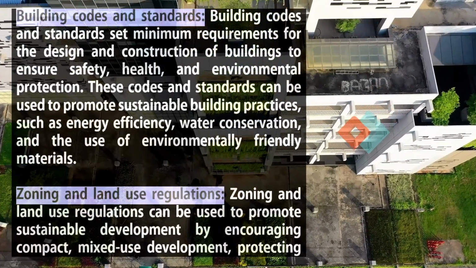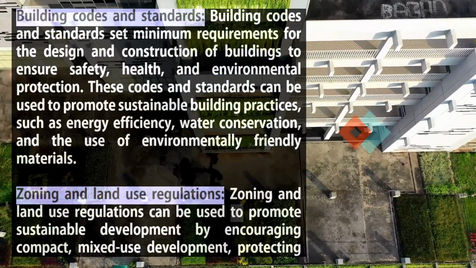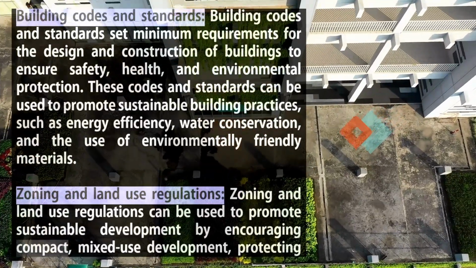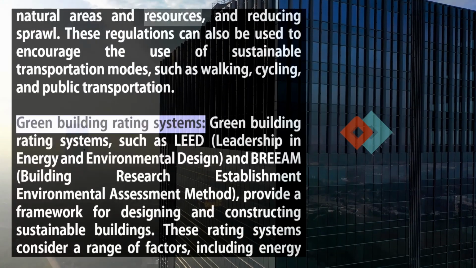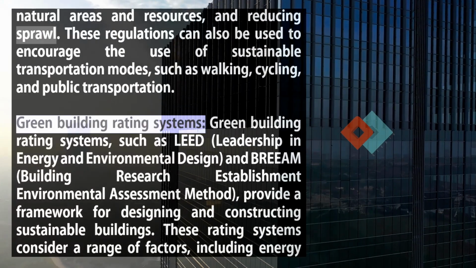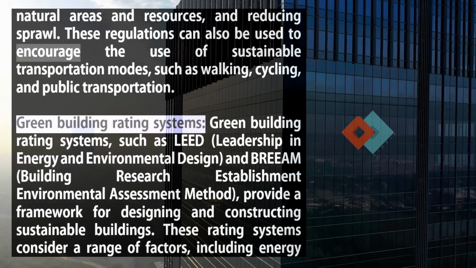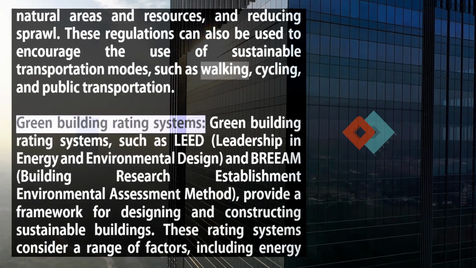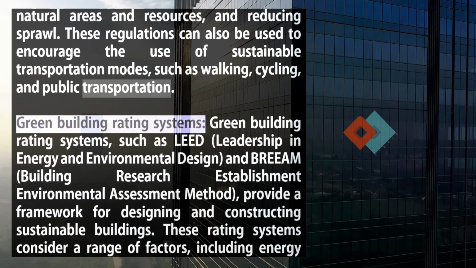Zoning and land use regulations. Zoning and land use regulations can be used to promote sustainable development by encouraging compact, mixed-use development, protecting natural areas and resources, and reducing sprawl. These regulations can also be used to encourage the use of sustainable transportation modes, such as walking, cycling, and public transportation.